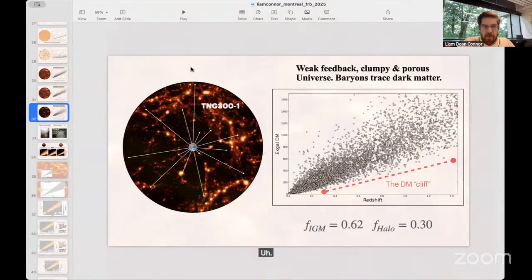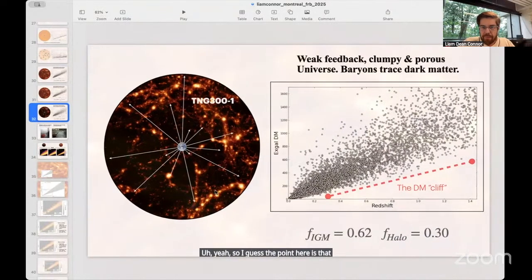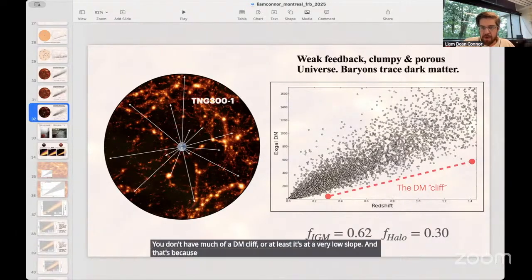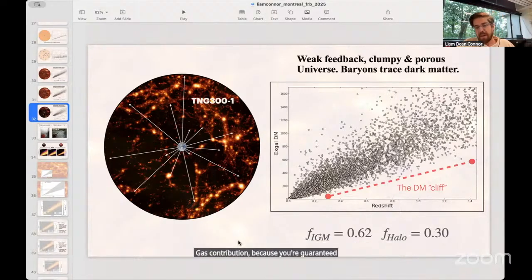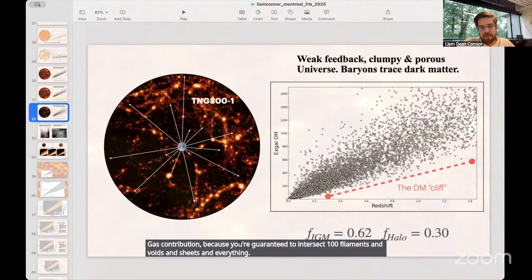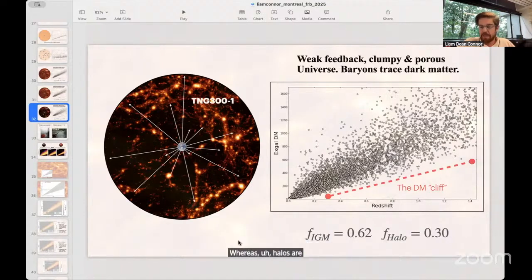Yeah, so I guess the point here is that when all the gas is in the CGM, you don't have much of a DM cliff, or at least it's at a very low slope. And that's because the DM cliff really comes from the fact that when you go through the IGM, you're guaranteed a lot of gas contribution because you're guaranteed to intersect filaments and voids and sheets and everything. Whereas halos are small and they're easy to miss.